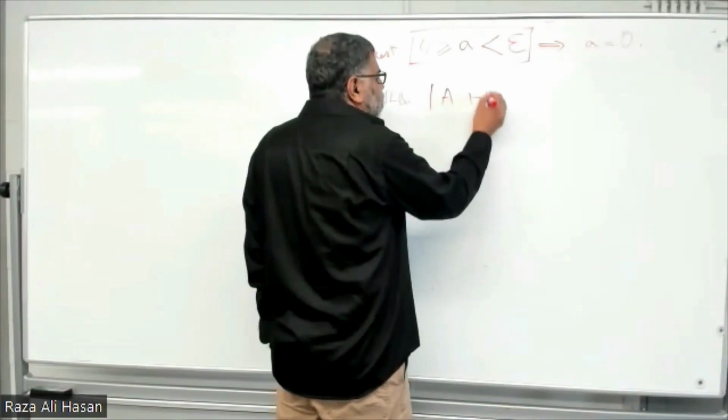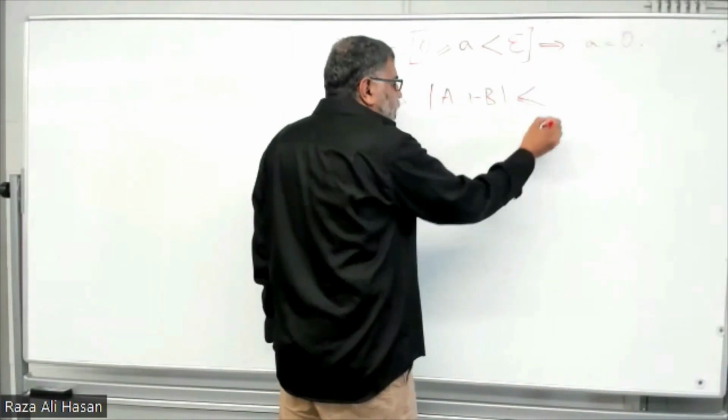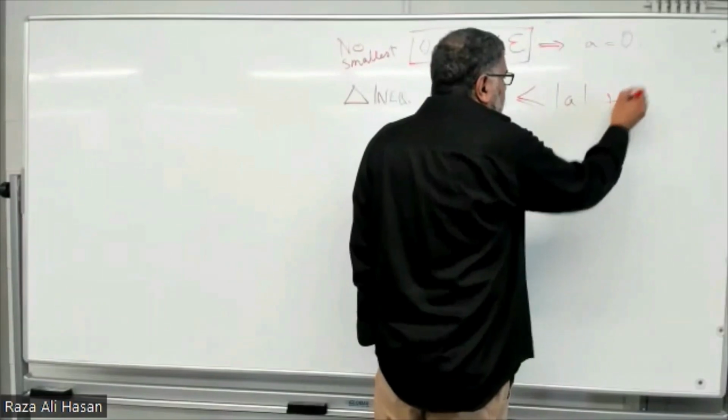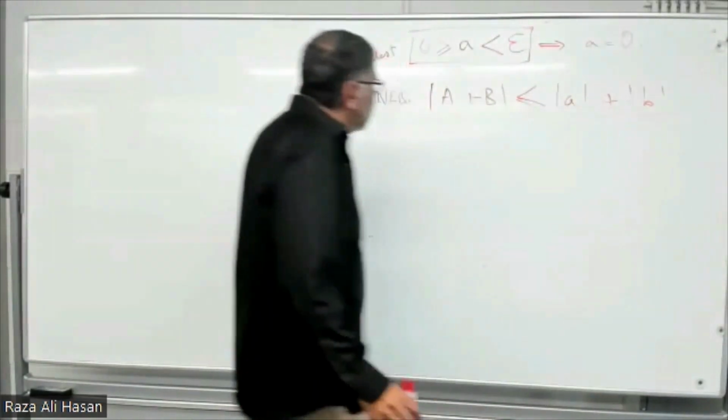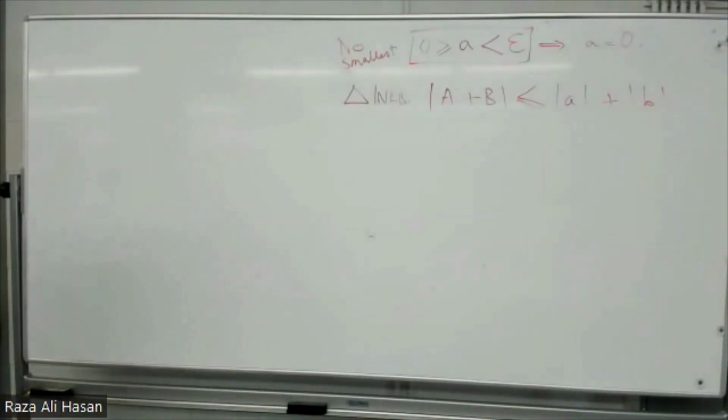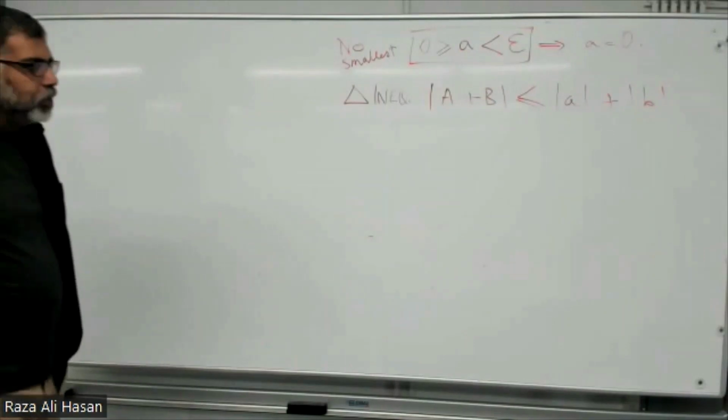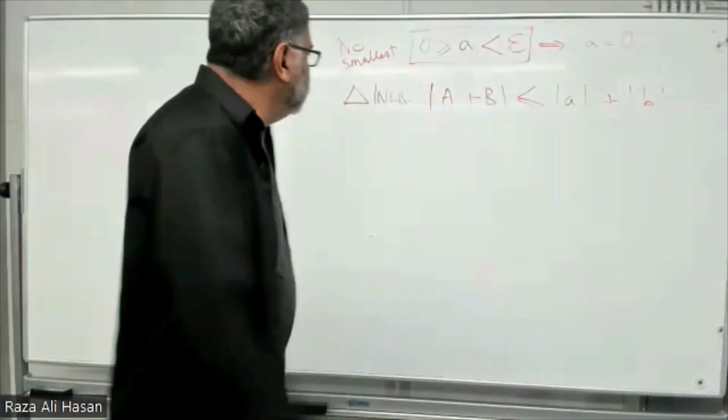A plus B, absolute value, is less than or equal to the absolute value of A plus the absolute value of B. These two will be used.